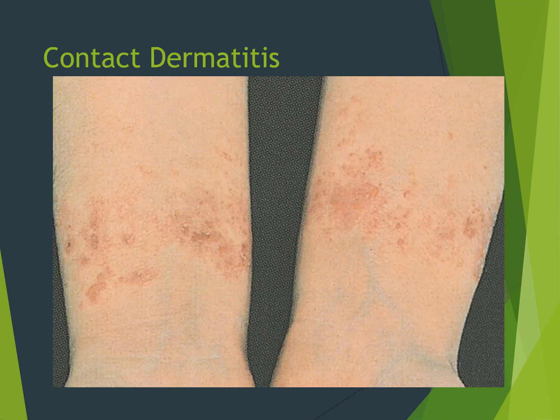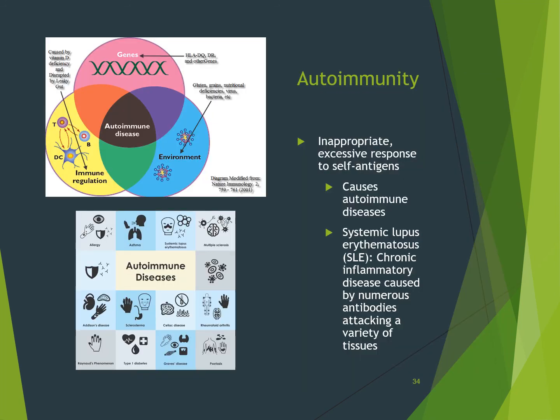Here is just a little sneak peek at what contact dermatitis may present like. These little red rashes on the forearms here. Autoimmunity is the inappropriate excessive response to self-antigens. So this is basically the immune system attacking itself. Some examples of that would be lupus. Another example, rheumatoid arthritis is another example.